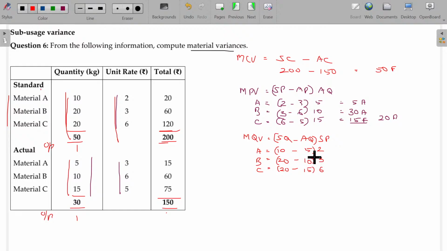10 minus 5, 5 units you consume lesser into 2, 10 rupees favorable. 10 units you consume lesser into 3, 30 rupees favorable. 5 consumed lesser into 6, 30 favorable. Almost 70 favorable. If I add up these two, I'll get this value. It's now correct. You got the answer.